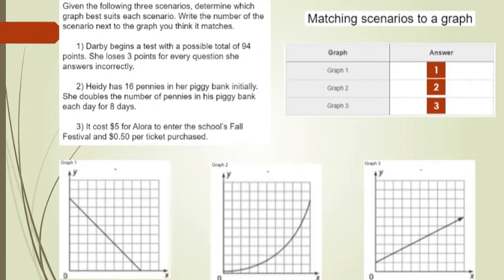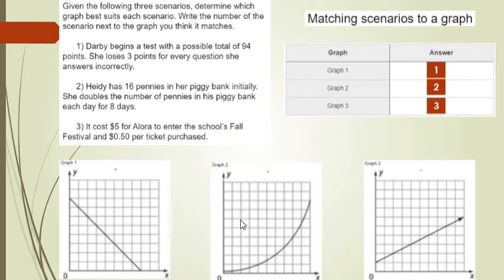So here are your graphs. Graph 1 goes with scenario number 1. Since you're starting with 94 points and you're decreasing 3 points every time you have a wrong answer, it is a steady decrease, and it is linear, and it's going downhill from left to right. It is decreasing from left to right.